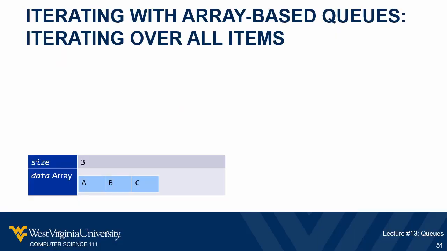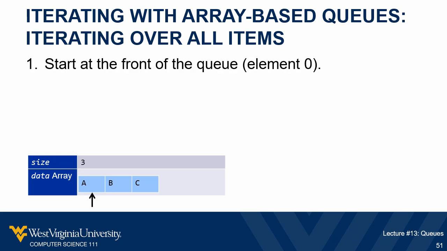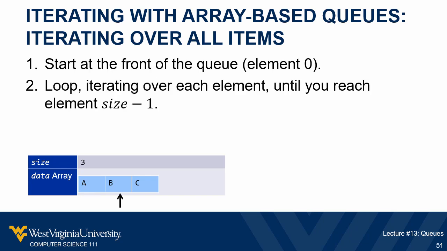Let's take a look at how we can iterate over the contents of our queue. Here, we're going to create a loop where we just start at the front of the queue, so in element 0. And we're just going to keep on looping until we get to element size minus 1. And that's going to be the last element that we're actually using. So along the way, at each iteration, we can go and print out the value or store it or whatever we're trying to do.